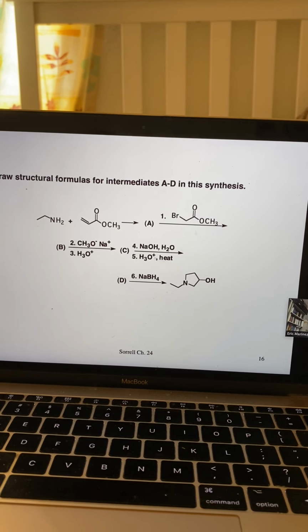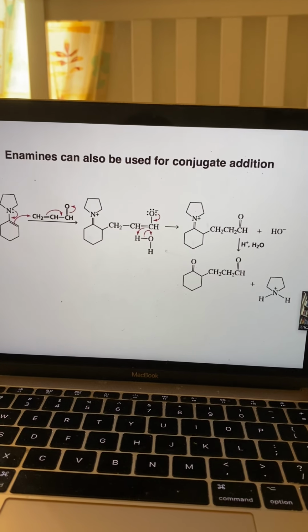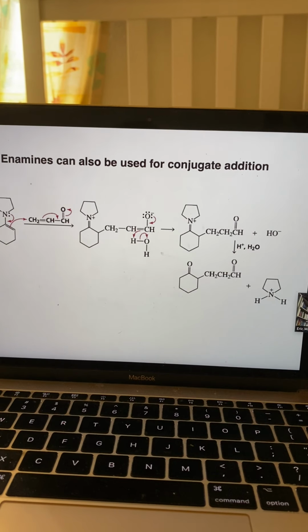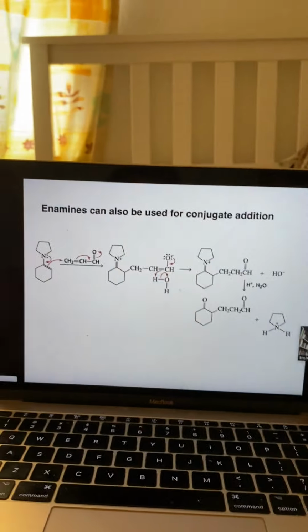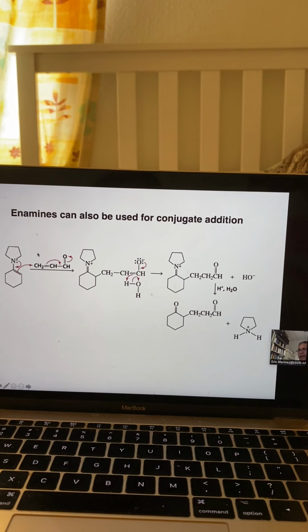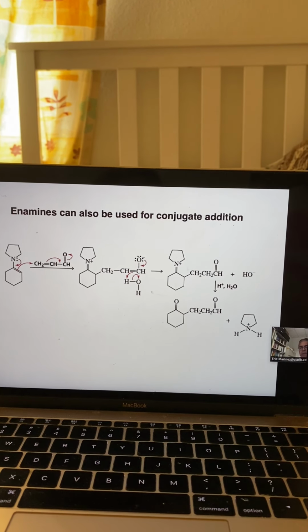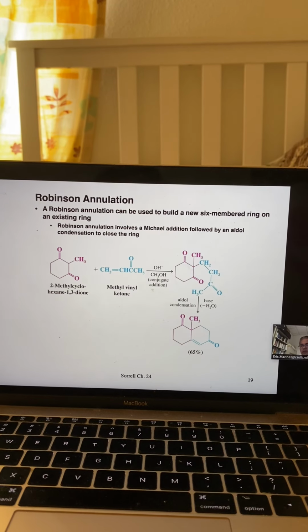Here's another example of questions I could ask on an exam. So here is basically looking at this, giving me the intermediates. Here is a conjugate addition reaction using an enamine. Okay, so you should have learned enamines early in this with Dr. Schwann. Now we're applying them in this 1,4 conjugate addition reaction. Okay, so again, here's some more.